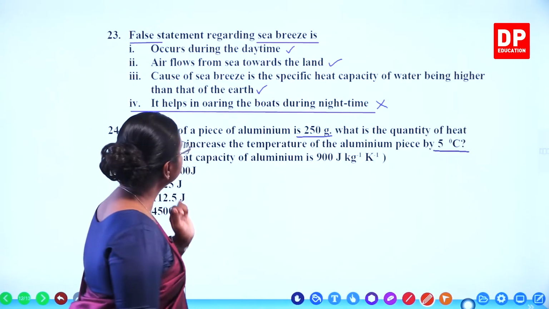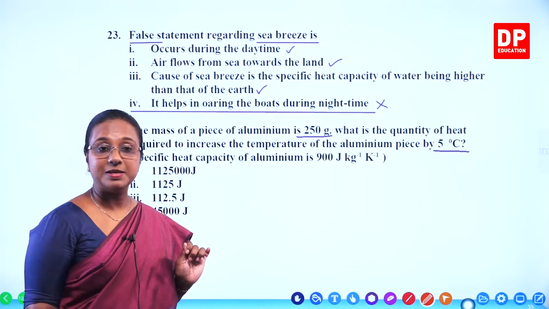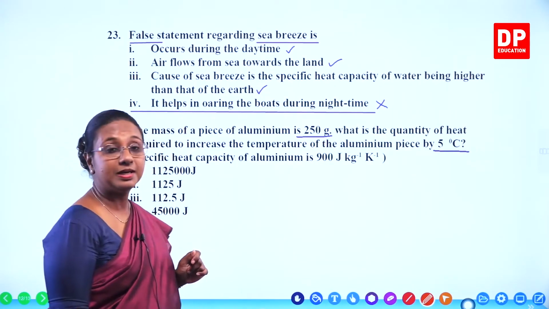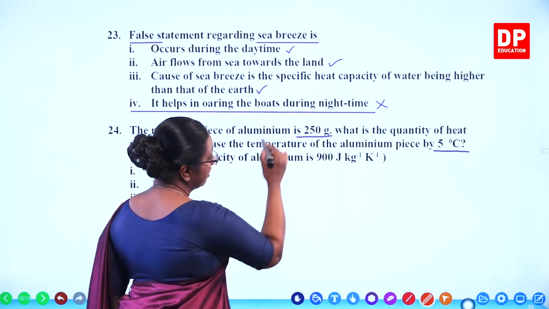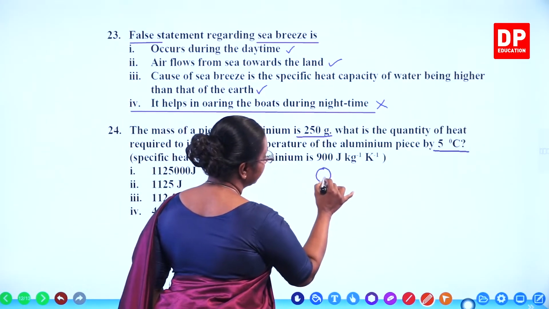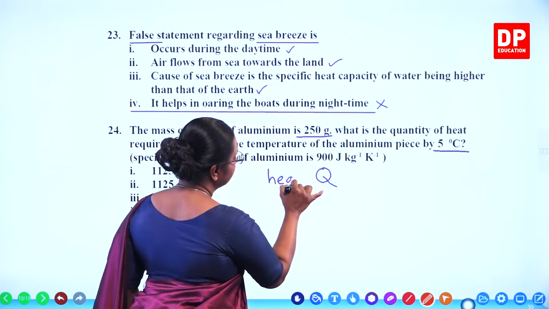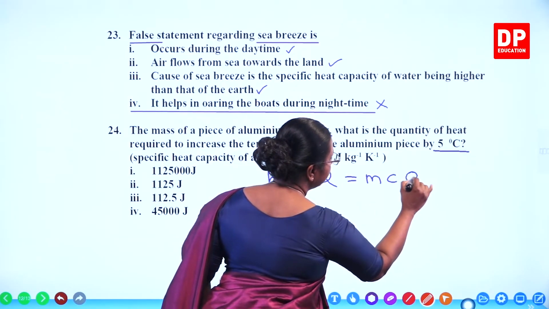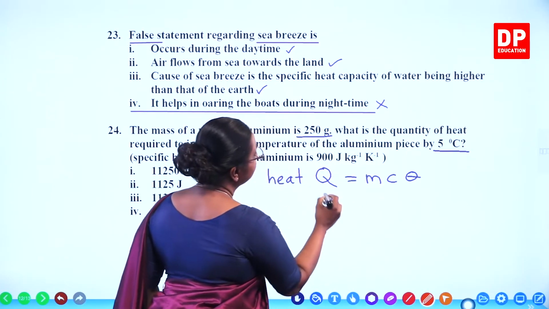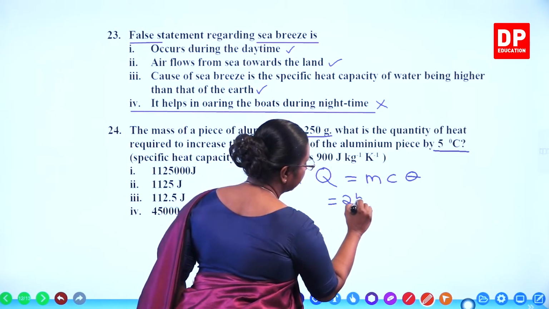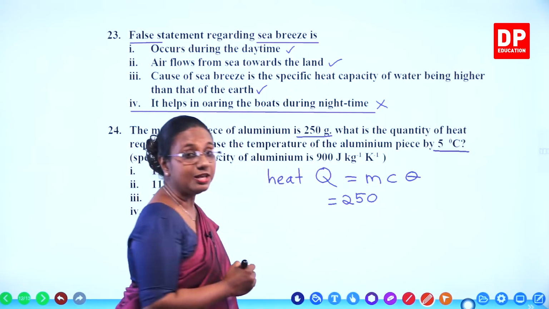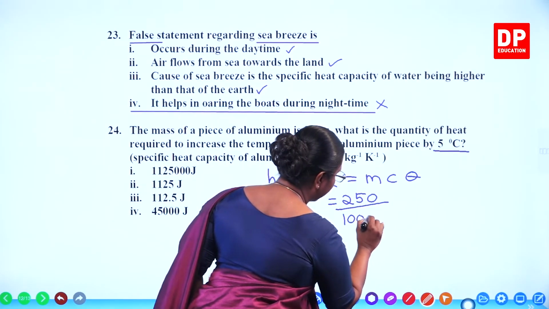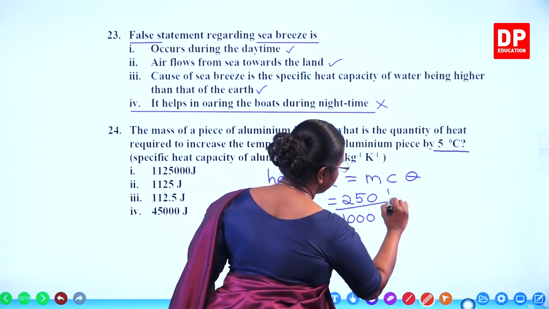So here, the specific heat capacity of aluminium is given to you as 900 joule per kilogram per Kelvin. Students, we are familiar with the equation. If you want to calculate heat, that is Q, that is equal to mc theta. So what is m here? 250 grams. Do we use the value directly? No. We have to convert it to kilograms by dividing by 1000.